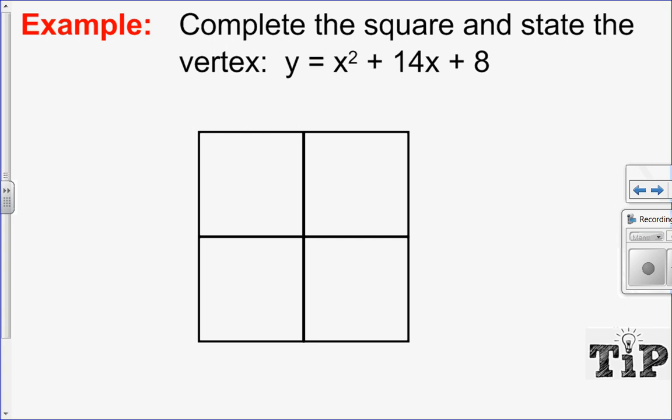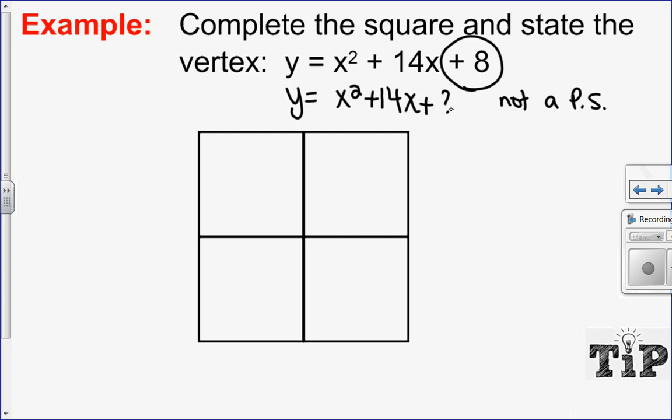Okay, in this question here, we're going to complete the square. So here's how I know it's not a perfect square trinomial. This last term is not a perfect square. So what I'm going to do is I'm going to borrow what I did on that last question, and I'm going to say if I had y equals x squared plus 14x plus what number would give me a perfect square trinomial?